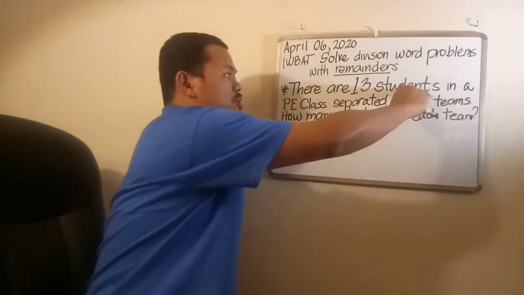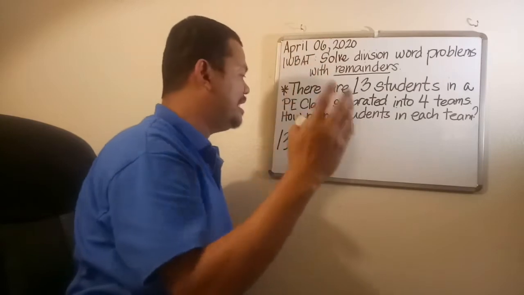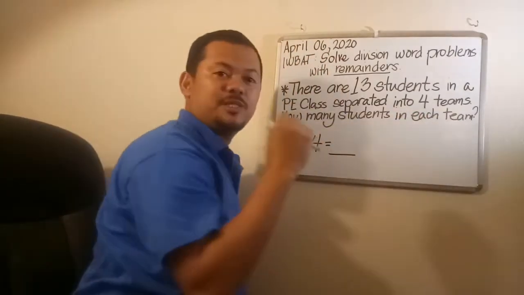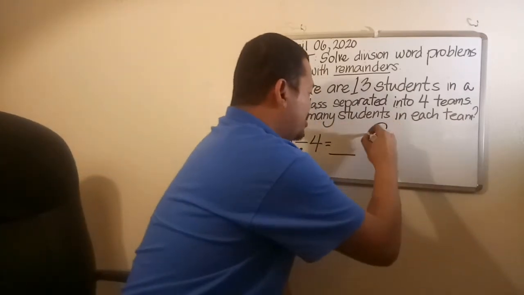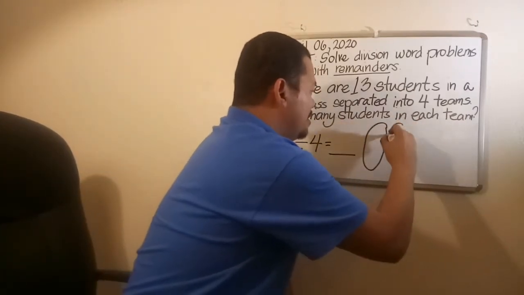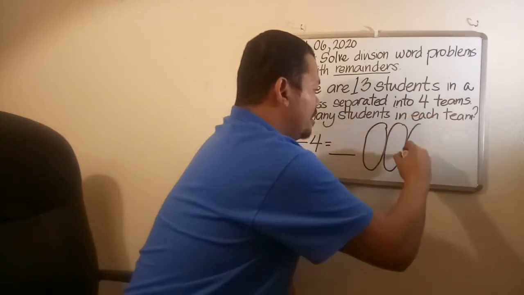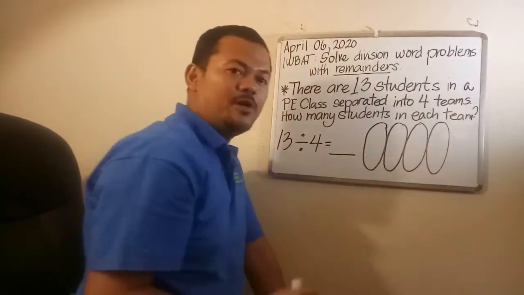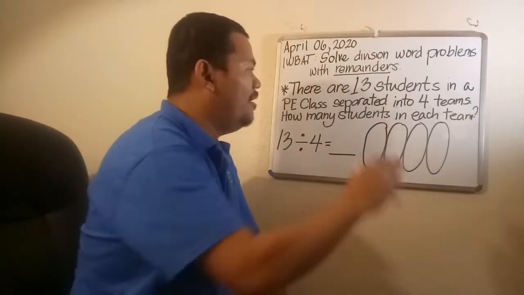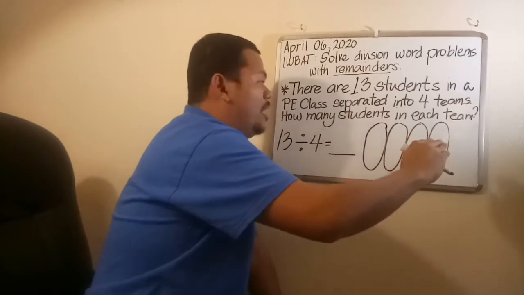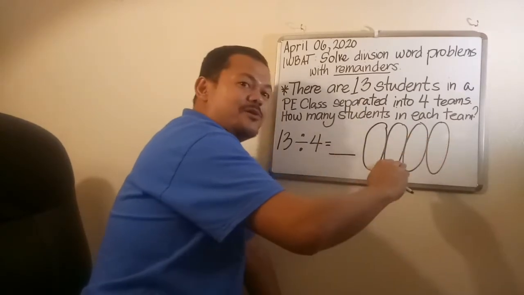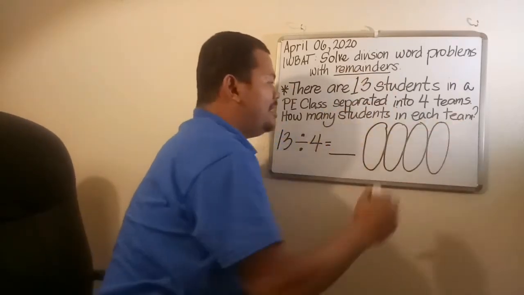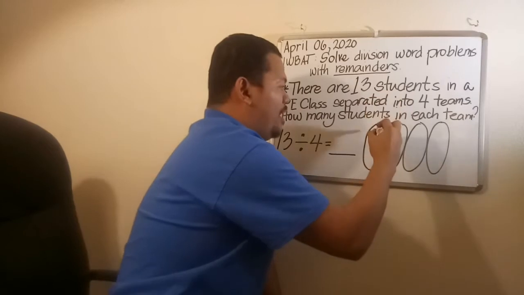Because we got here 13 students and we got 4 teams, let us try again to group them into 4 teams. Okay, let's try to group them again. 1, 2, 3, and 4. So we got here 4 teams. Okay, now let us again distribute them one by one so that we can find out how many students are there in each team. Okay, let's try to distribute them now one by one.